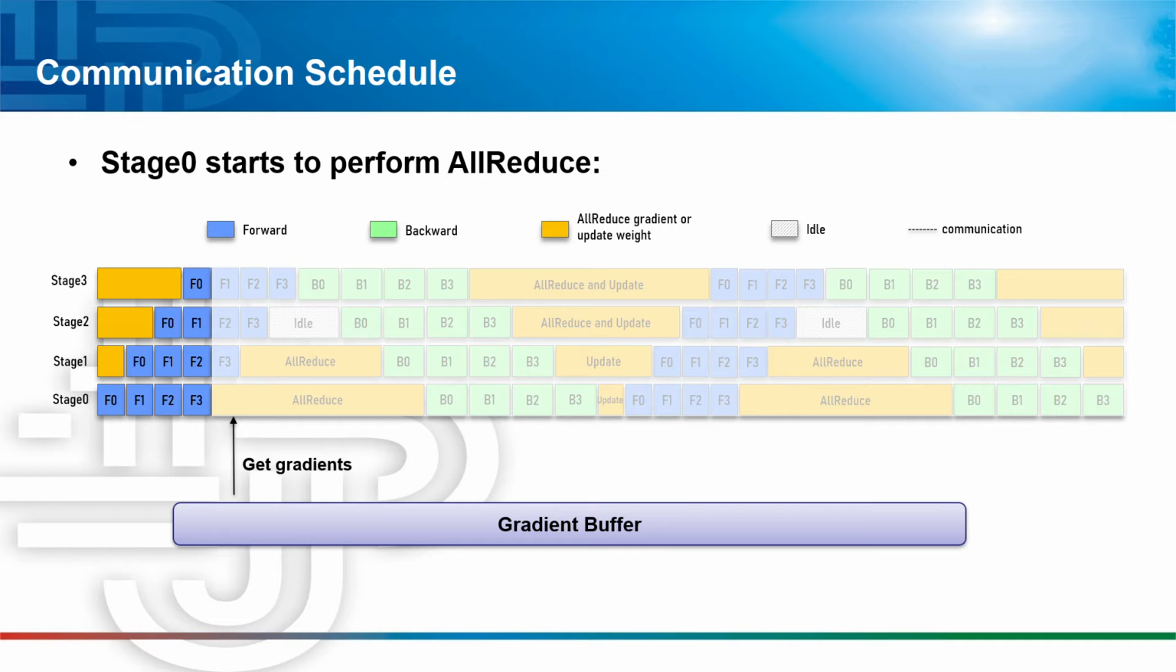Since the gradient communication in the former part of the pipeline is advanced, we created a buffer to store the gradient. We will demonstrate the training process in Hippie's one step. After several forward computations, as shown in the figure, stage 0 will first get the gradients from the buffer and then perform the all reduce. Similar to stage 0, stage 1 will get the gradients from the buffer first as well.